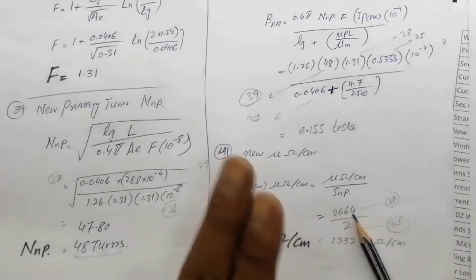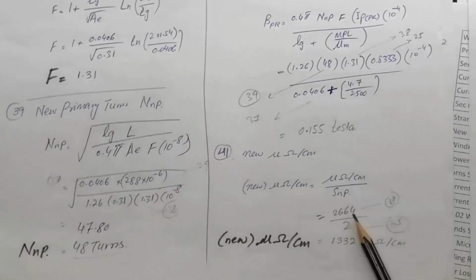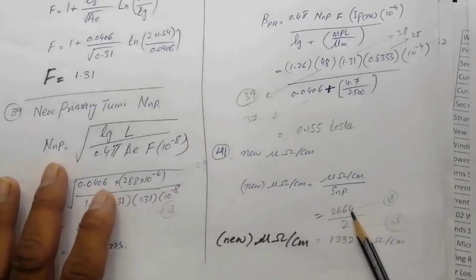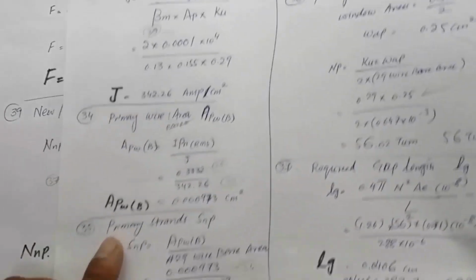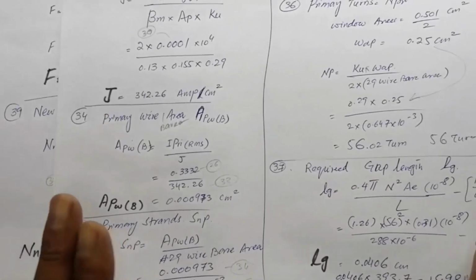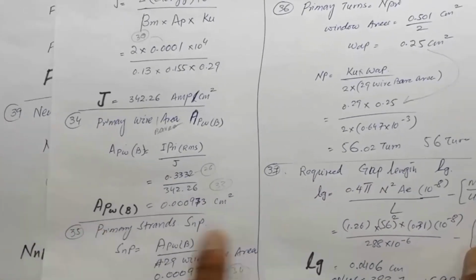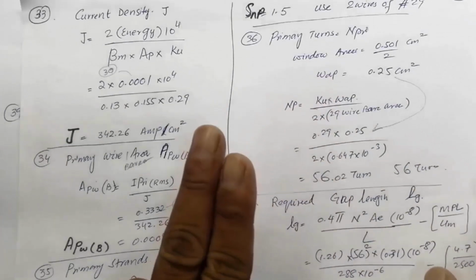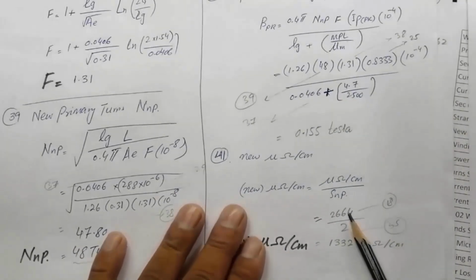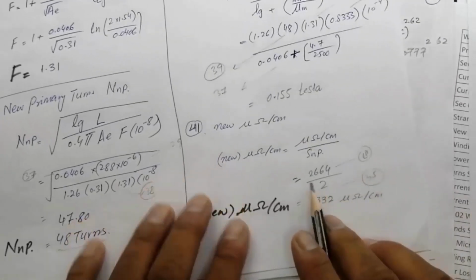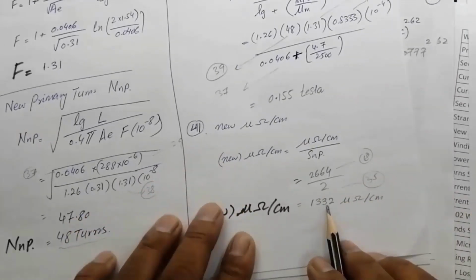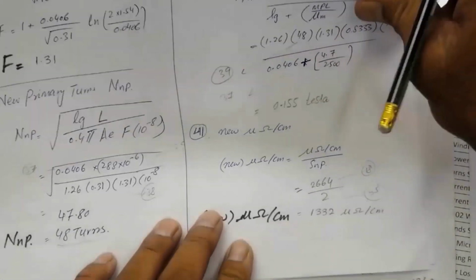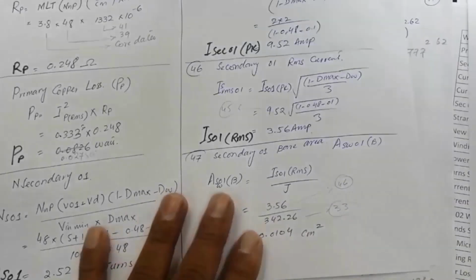Now we are using two wires in parallel because we calculated the strands in the previous step. We will use bifilar winding. For bifilar winding, when the wires are in parallel, the resistance will decrease. So calculate it, divided by 2, it is 1332 micro ohm per centimeter. This is the resistance of primary.